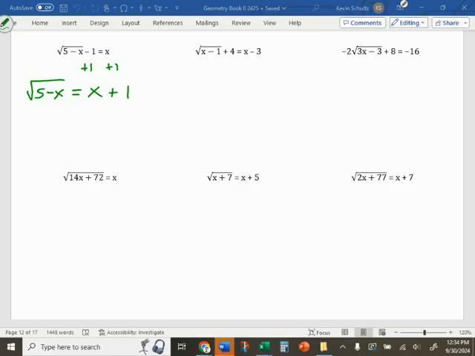Our next step, now that we have the root by itself, is to square. And when you square the left side, of course we know what happens, right? The root and the exponent cancel out. We're left with 5 minus x. On the right side, x plus 1, what are we squaring?